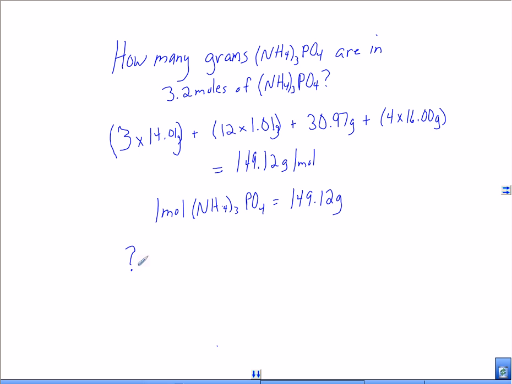Alright, so we set up our conversion brackets. I'm trying to find grams of (NH4)3PO4, ammonium phosphate, and I want to know how many grams are in 3.2 moles. Now, I made a bit of a mistake here writing it out. We really should have 3.20, and that's really to make it 3 sig figs. So the 3.20 is what this says up here. So when we find our answer, we're going to put it in the 3 sig figs. So let's try and fill in 0 right there. There we go.